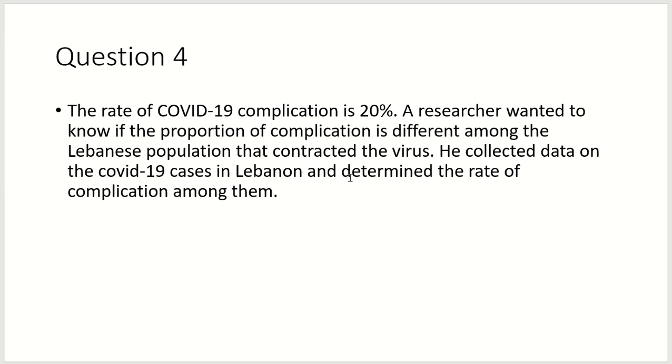So your null hypothesis is going to be pi of complication for COVID-19 is 20% among Lebanese population, because the null hypothesis states that there's no departure from the nature. Yani the Lebanese population are not different from any other population. So the null hypothesis is going to say the proportion of complications for a Lebanese population contracting the virus is 20%. So what test do we use?